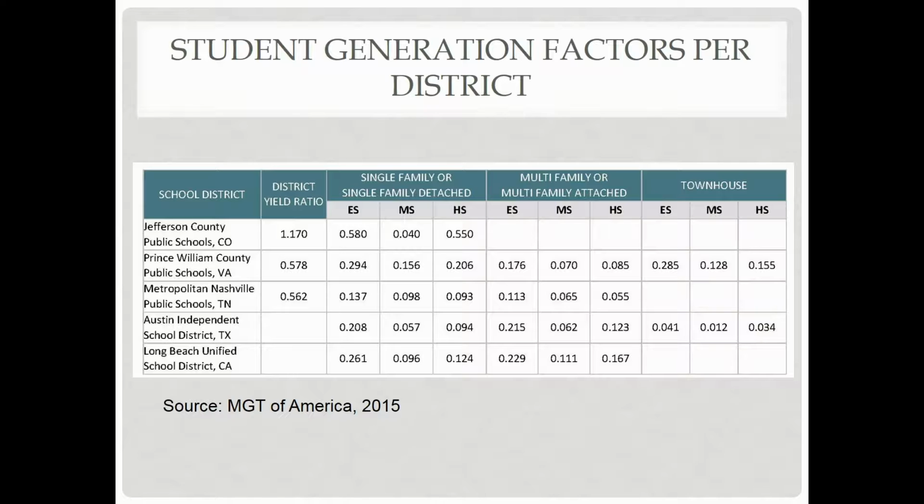My last slide is to say this process is used by a lot of school districts and planning departments throughout the country. This is a slide that MGT of America did for Jefferson County that we helped populate. You can see that overall, Metro's maybe a little lower than other counties, but it's about 0.56 students that would be generated for every house. And then Lisa.